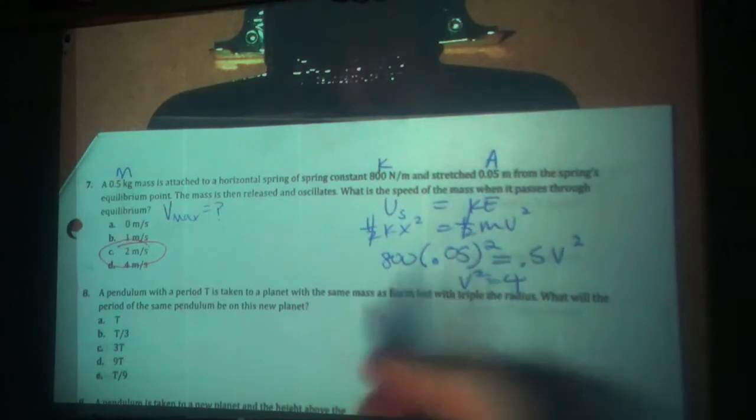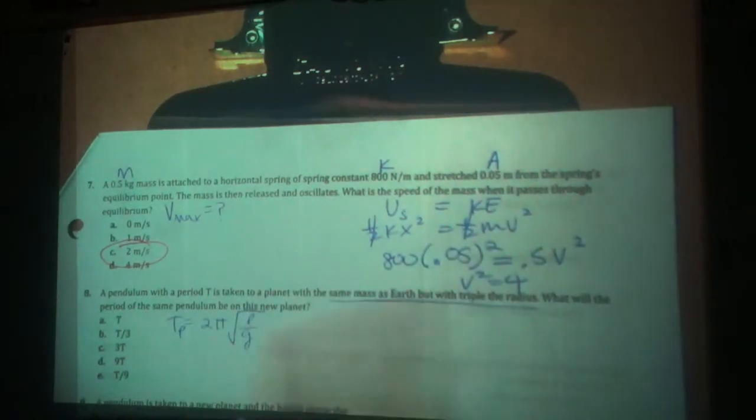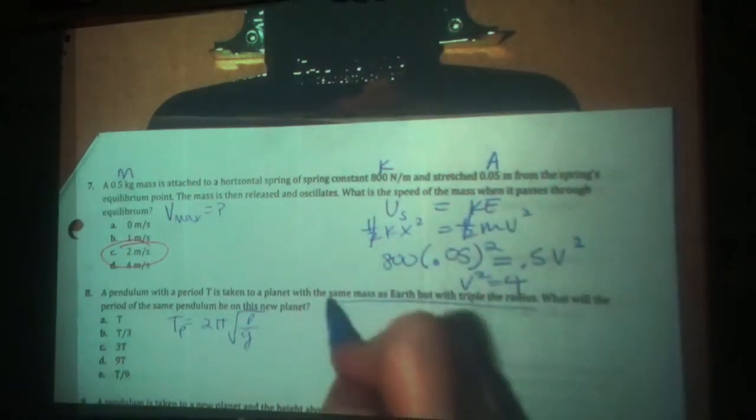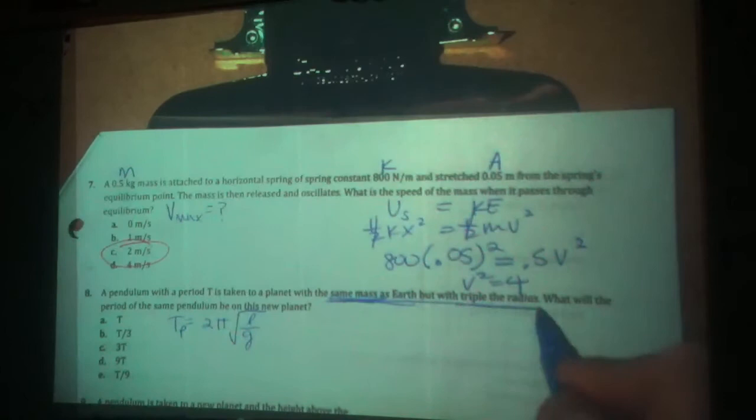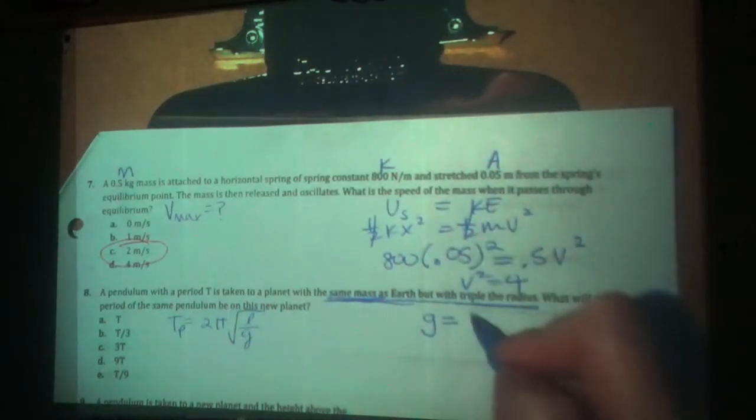A pendulum with a period T is taken to a planet with the same mass as Earth, but with triple the radius. What is the new period? So think about your period equation for a pendulum: 2 pi square root of L over g. So you're keeping the same length because it's the same pendulum, but if I go to a different planet, then I might have a different g. Okay, so I'm telling you I keep the same mass as Earth, but I triple the radius. So look at your equation for little g. It's on your equation sheet, like on the bottom.